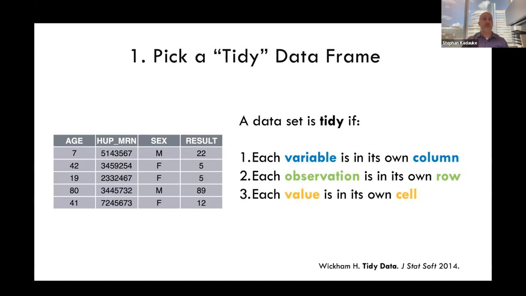But for now, fortunately for us, the COVID testing data set is tidy already, because it complies with these requirements of each variable in its own column. For example, panday is a column, each observation is one row, one observation is one lab test, and each value is in its own cell. So we don't have any cells that have multiple values in them.